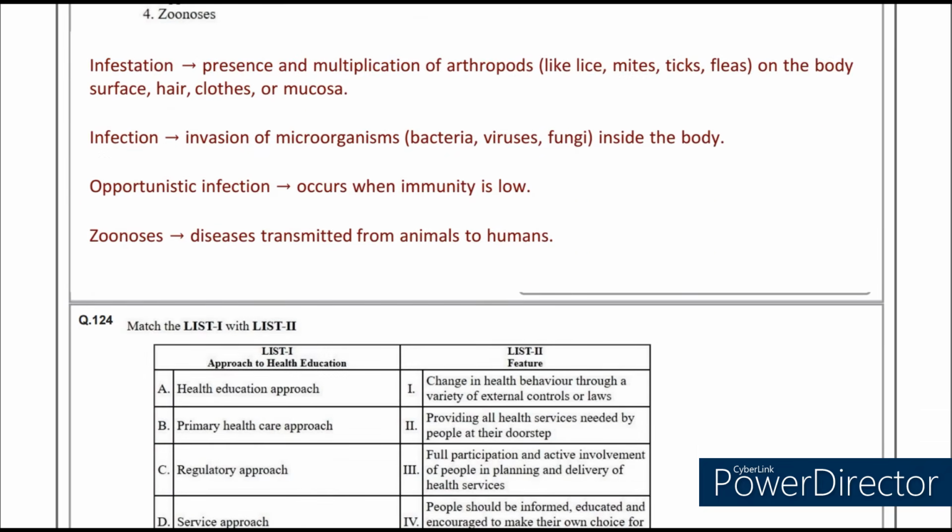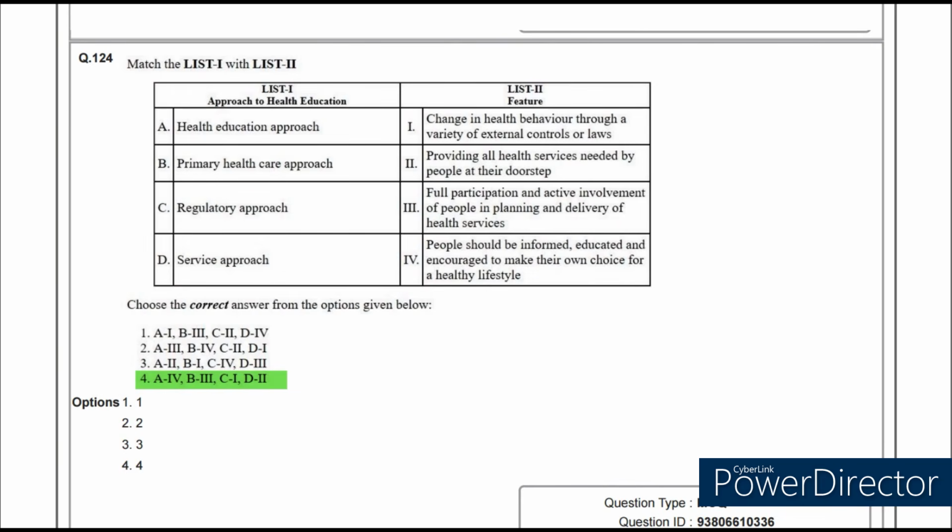And now coming to question number 124, which is again an easy match the following question. Just look at the regulatory approach and you don't need to solve other options. Regulatory approach is nothing but through external controls or laws. So option 4 is correct.